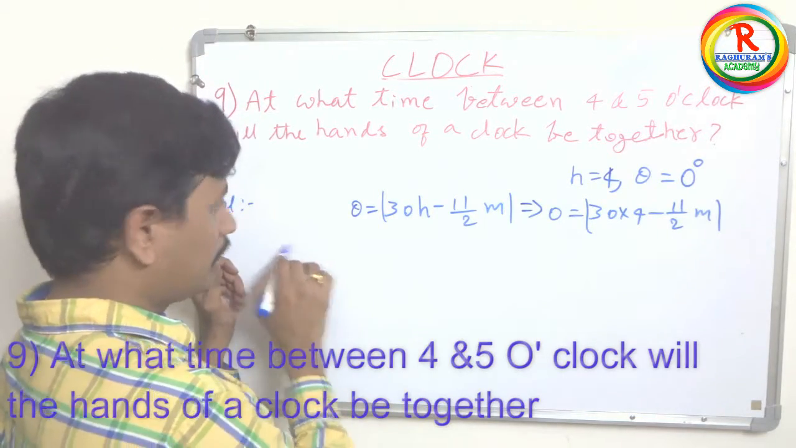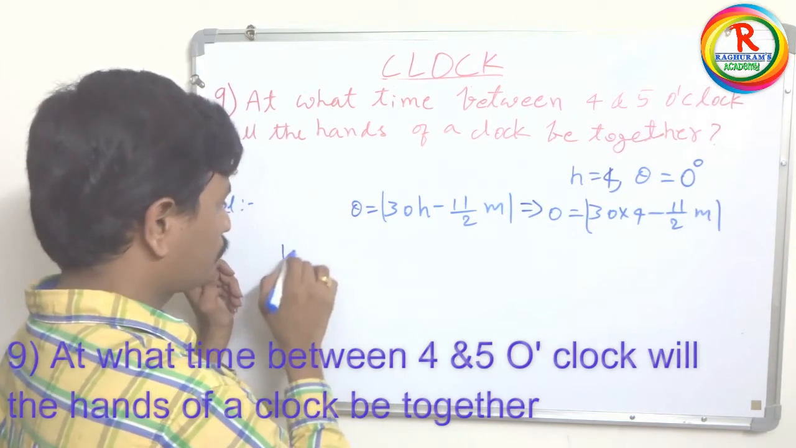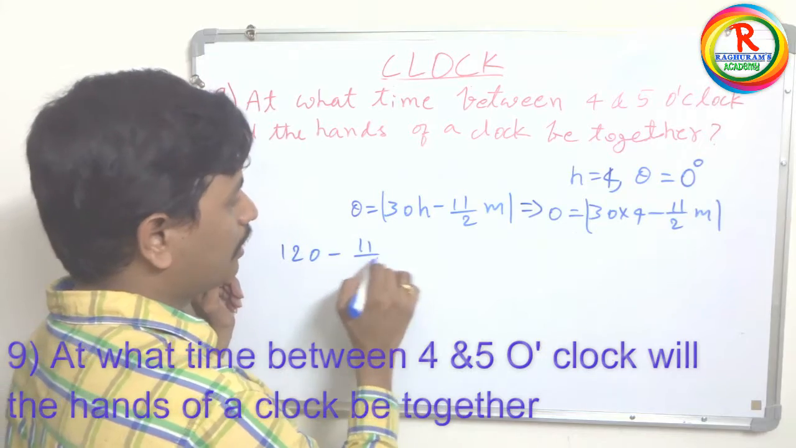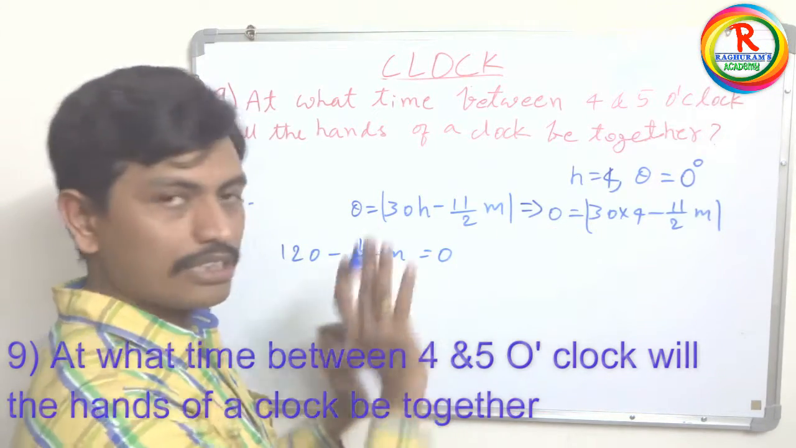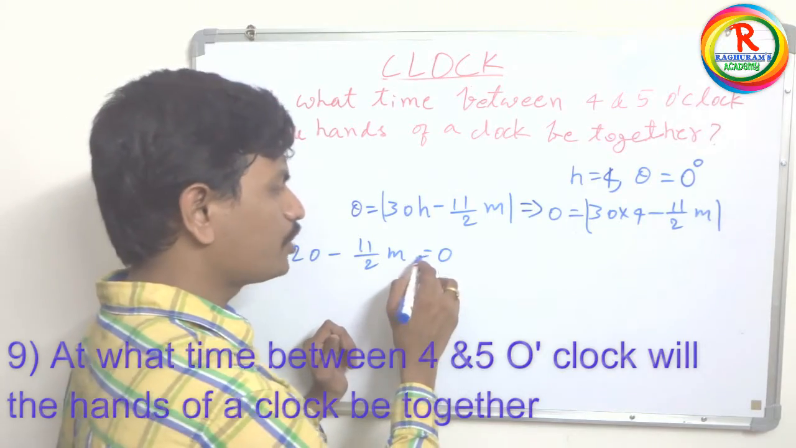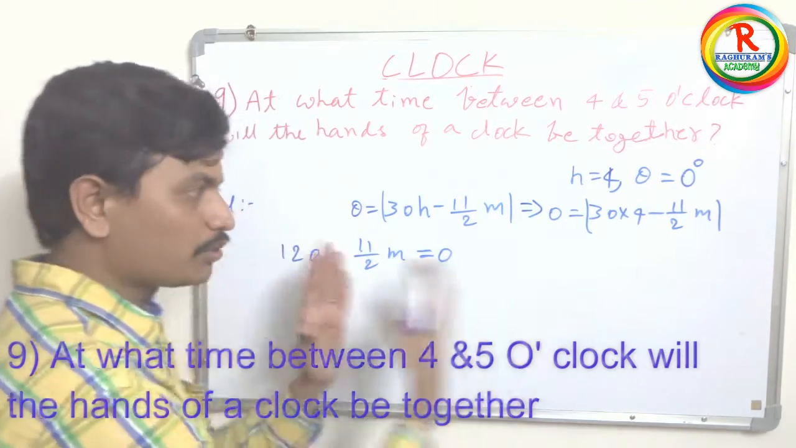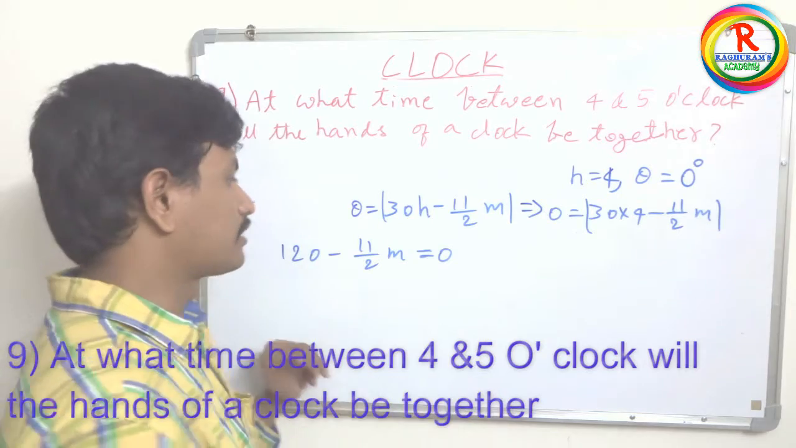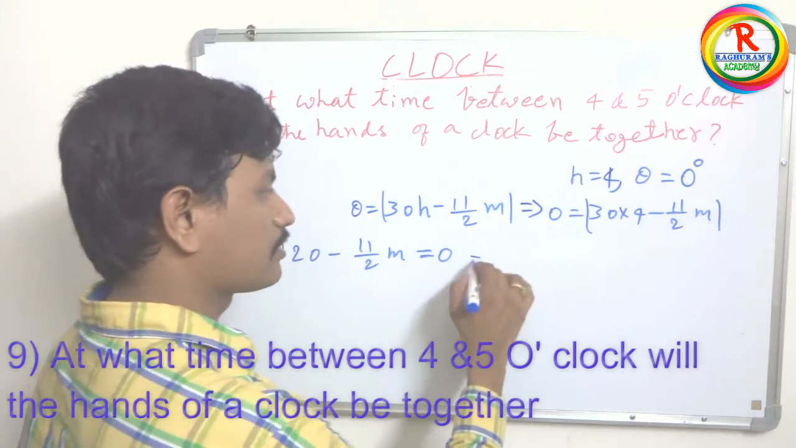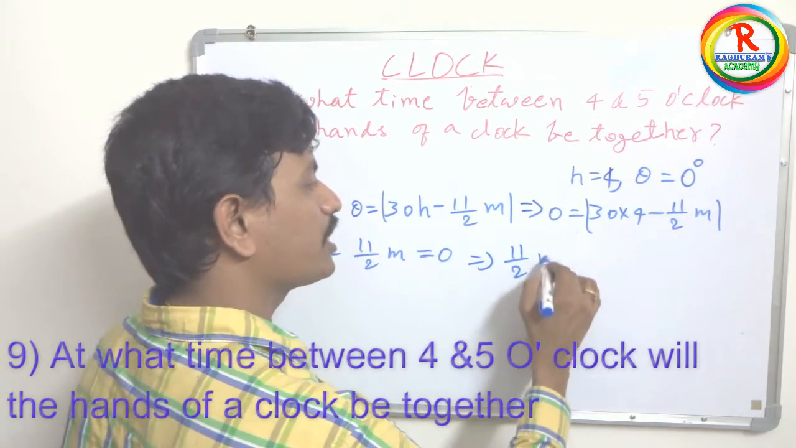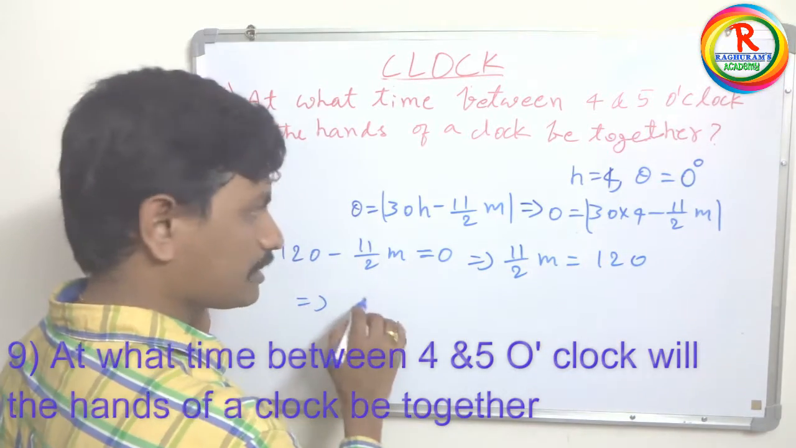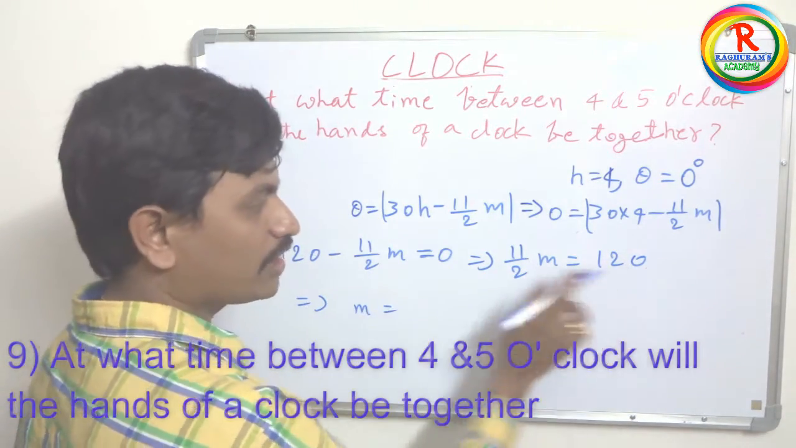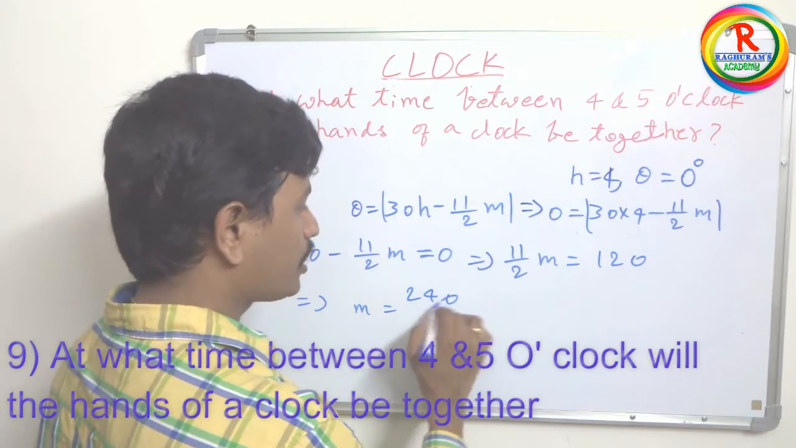Directly I am writing 30 into 4, that is 120, minus 11 by 2 m is equal to 0, because it is minus 0 plus 0. So directly we get 0. If it is 0, no need to bother about the two cases, that is minus and plus. So here in this case, 11 by 2 m is equal to 120. That is m is equal to 120 into 2, that is 240 by 11.